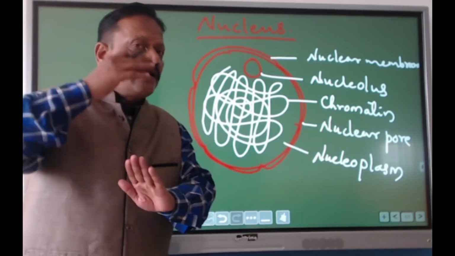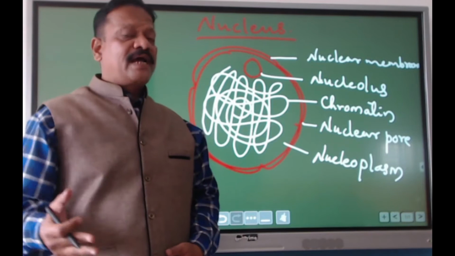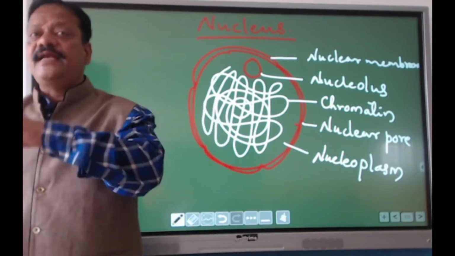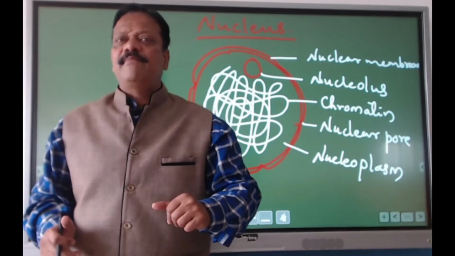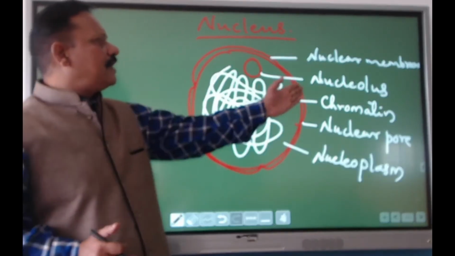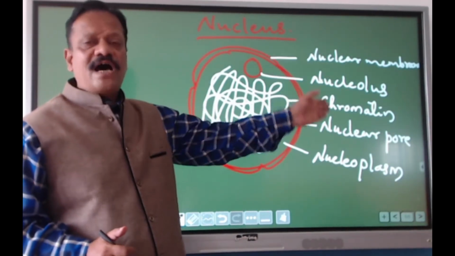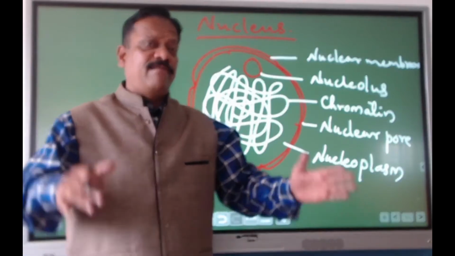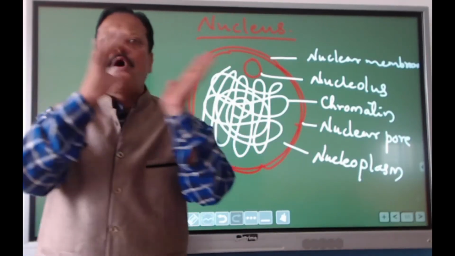Later they get converted into chromosomes, because chromosomes are the DNA materials, and these DNA materials, they are the hereditary characters, or the hereditary characters in the form of DNA. They are transported from parents to offspring.